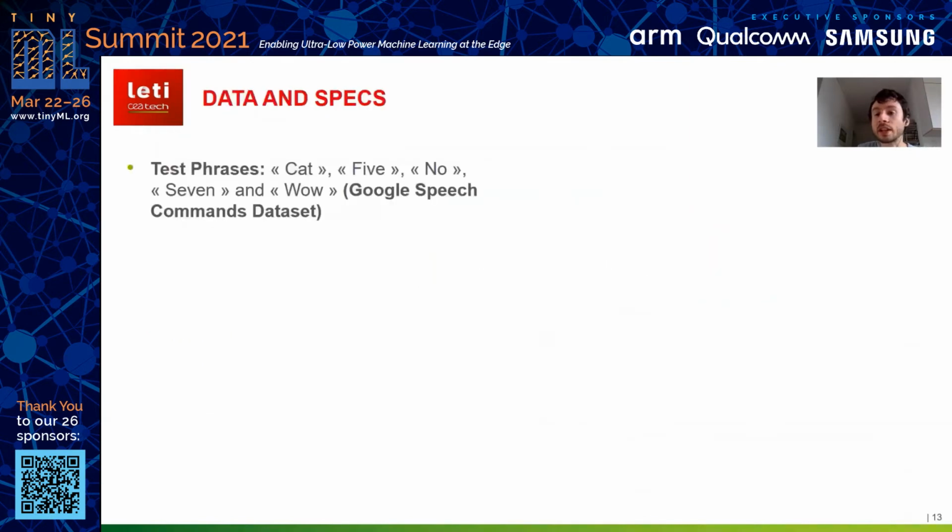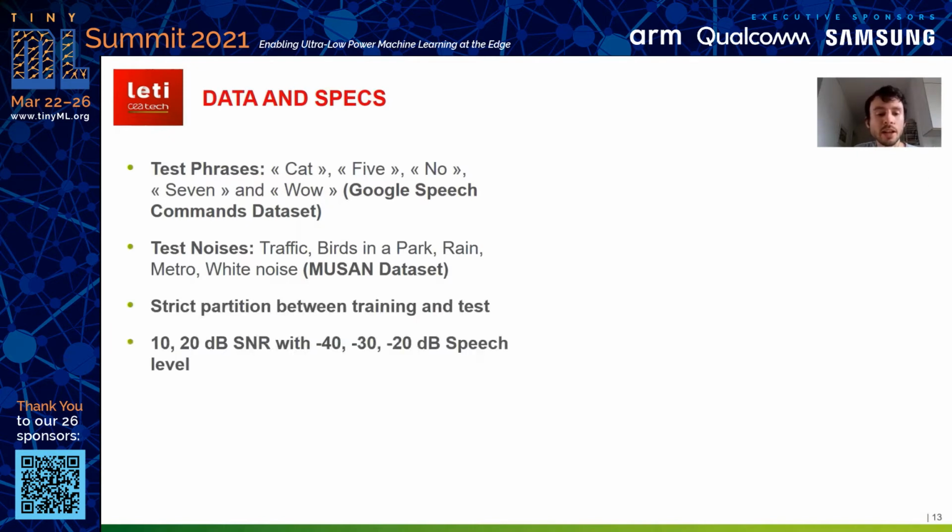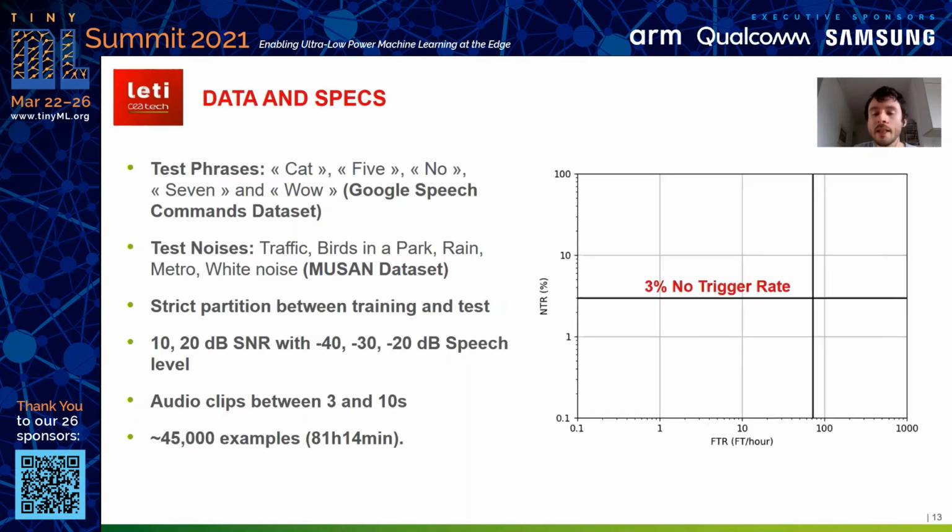Let's talk about our data and specification. We use 5 phrases from the Google Speech Command dataset, and 5 noises from the Musan dataset, ranging from very stationary to non-stationary. We follow a strict partition between training and test, 2 levels of SNR, and 3 levels of speech level. We have clips between 3 and 10 seconds, and about 81 hours of speech.